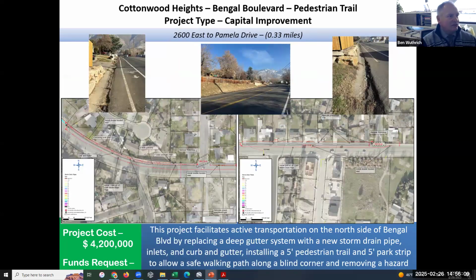Next project is also in Compwood Heights. This is on Bengal Boulevard, pedestrian trail. This goes between 2600 East to Pamela Drive. This will construct curb gutter and sidewalk. Estimated project cost is 4.2 million. Funds being requested are 3.9 plus million.